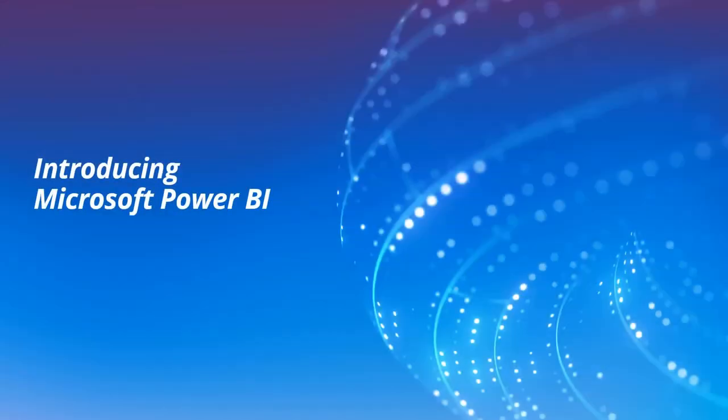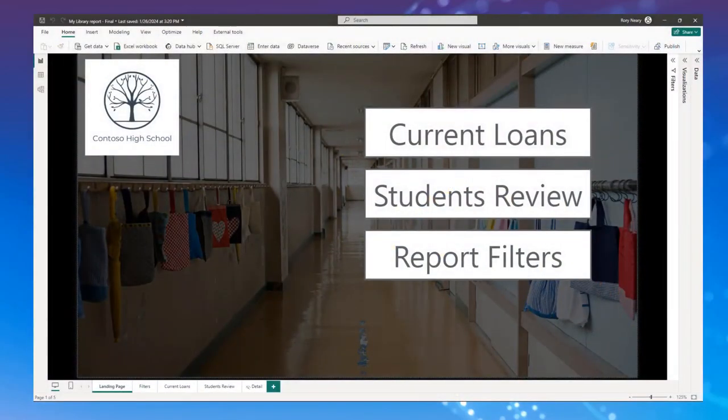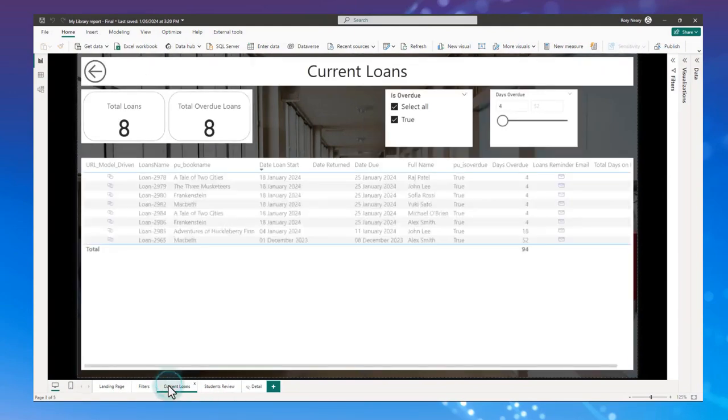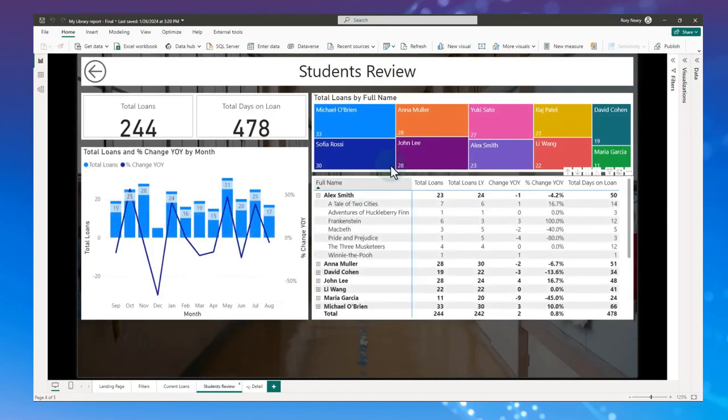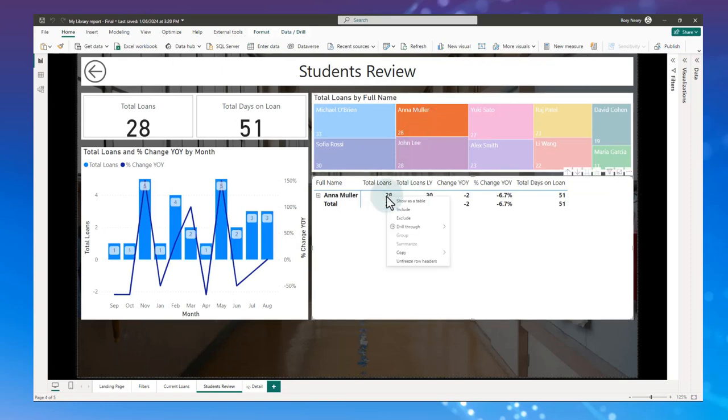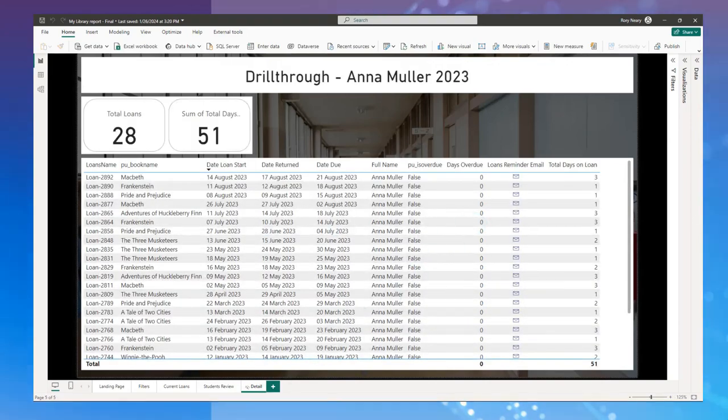In this video, we're going to be introducing you to Microsoft Power BI. Power BI reports are highly interactive graphical representations of data. They are built with the Power BI Desktop, a low-code tool, and allow organizations of all sizes to be able to understand both large and small datasets critical to the running of their businesses.